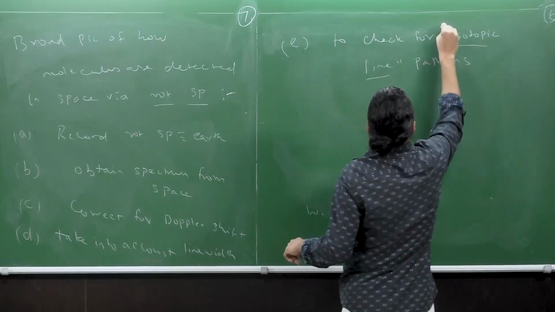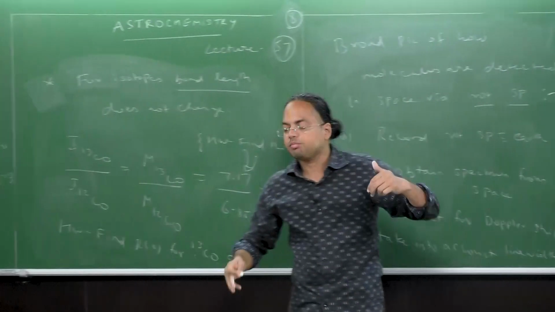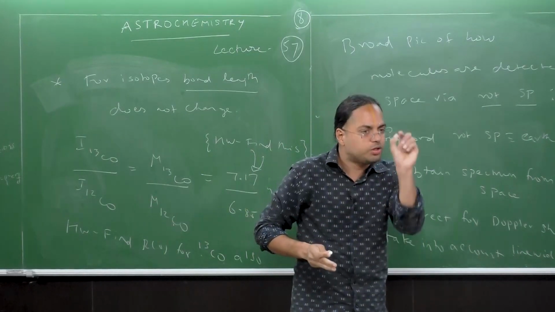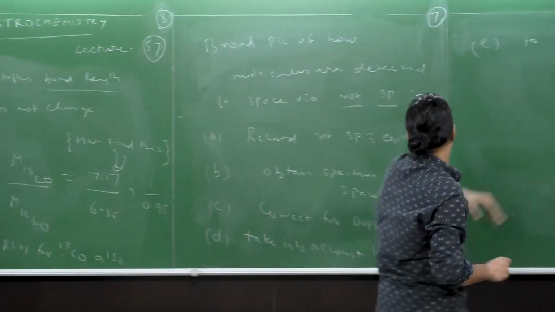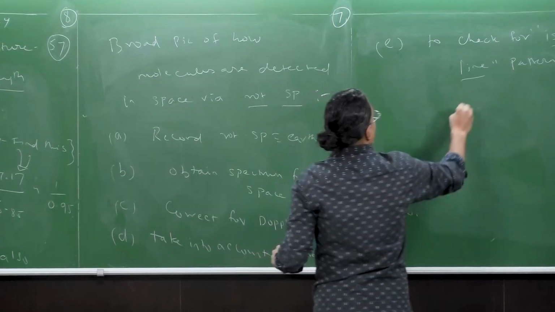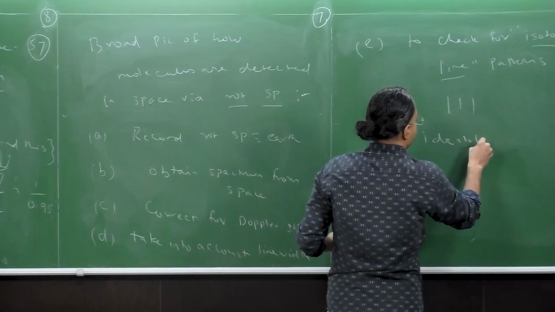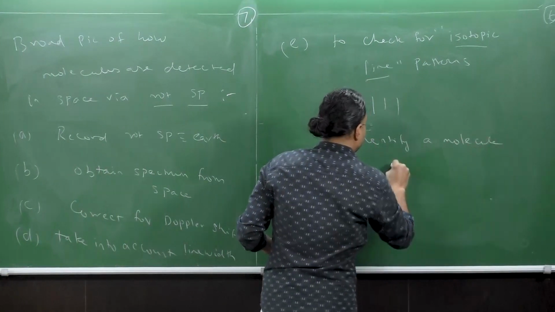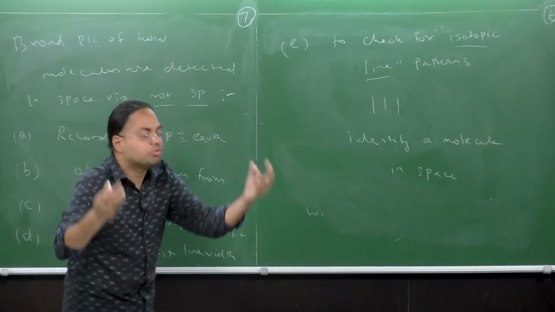We just saw between the 12 carbon and 13 carbon isotopes of carbon monoxide that we can clearly get two very closely lying lines. Once you check for isotopic line patterns, and you've checked all these points, that is points A to E, then you can identify a molecule in space. But notice that there are going to be several sources of errors.